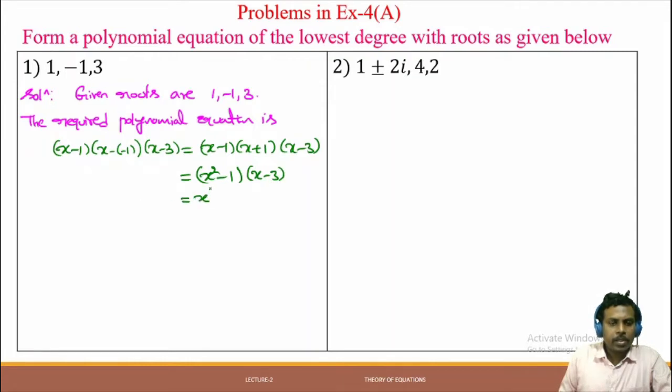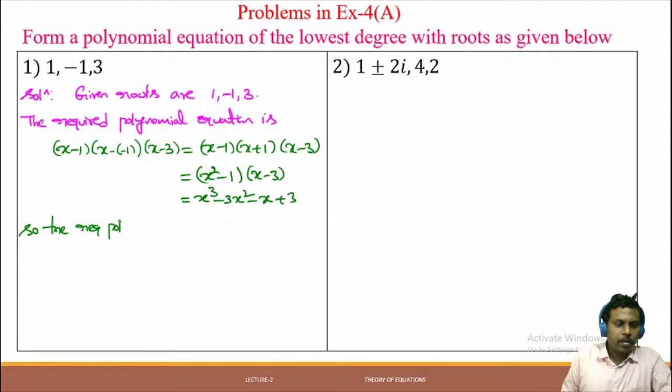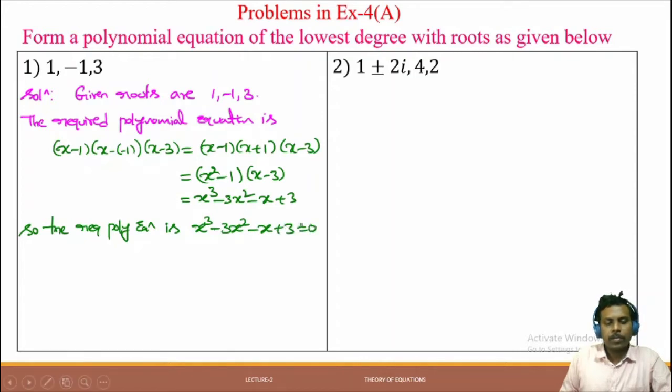So that is equal to x cube minus 3x square minus x plus 3. So the required polynomial equation is x cube minus 3x square minus x plus 3 is equal to 0.